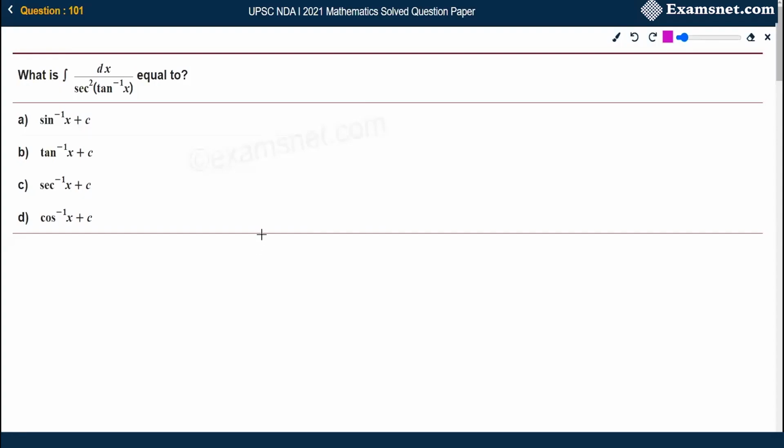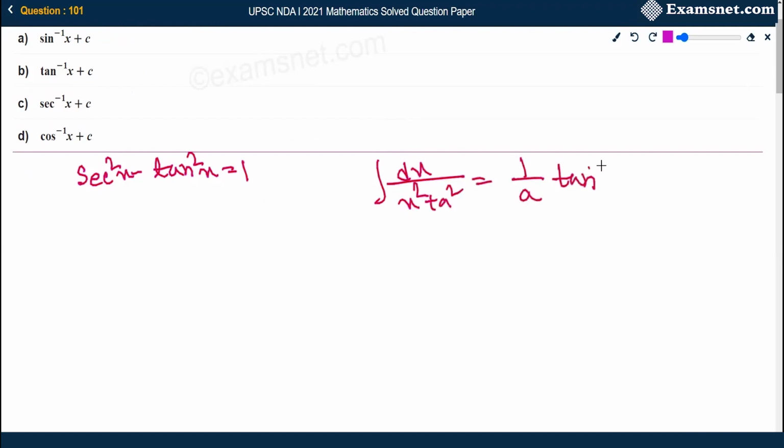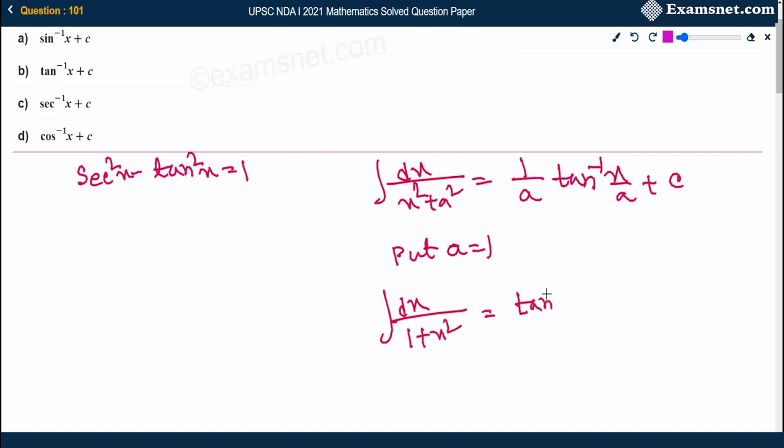In question number 101, there is another integration given. Let's solve it. But before we start, let me write a few formulas. First one is from trigonometry: sec square x minus tan square x equals 1. One more, integration dx by x square plus a square will give us the value 1 by a tan inverse x by a plus c. Now if we put a equals 1, it becomes dx by 1 plus x square, which gives tan inverse x plus c.